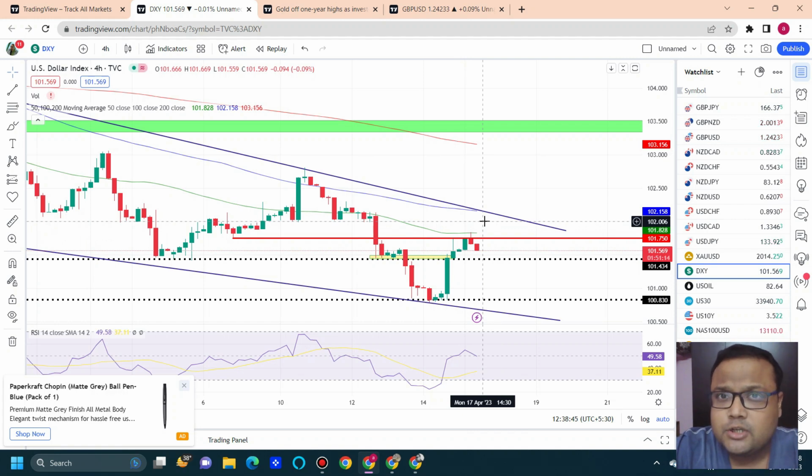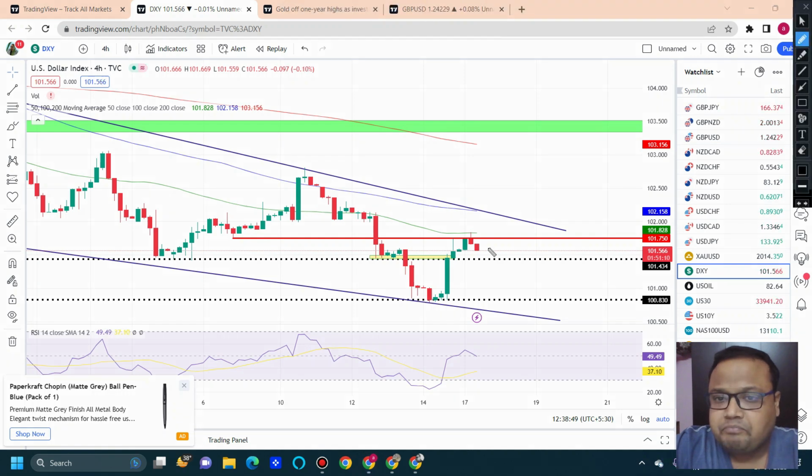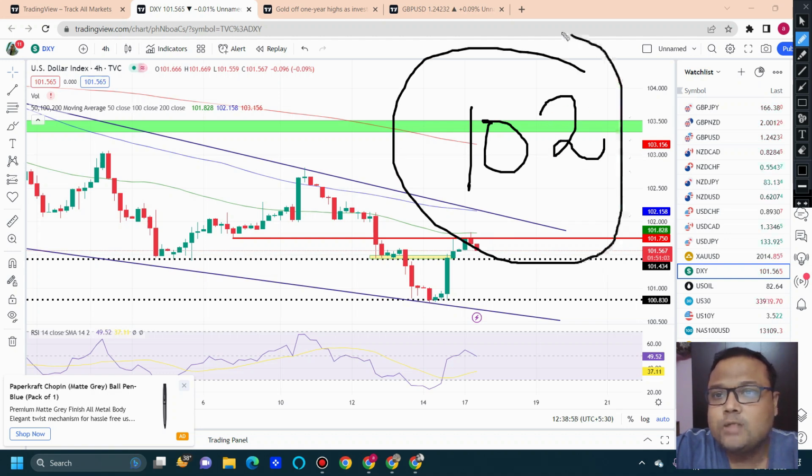During the US session, if DXY tries to recover, the road will not be very easy. There will be multiple resistances. The first resistance will be around 102, then 102.50, then 103. There will be multiple resistances on DXY because the chart is under the dominance of sellers. As a result, there will be multiple layers of resistances.